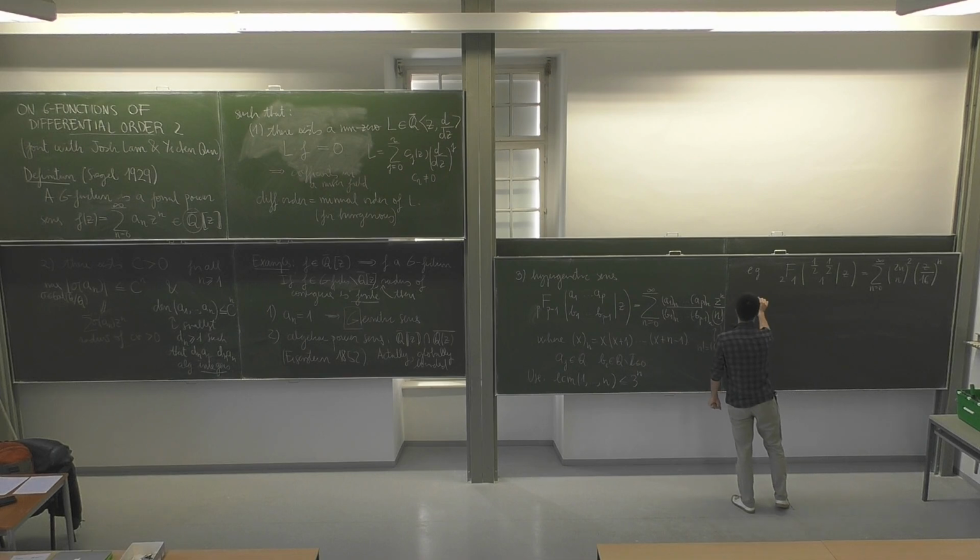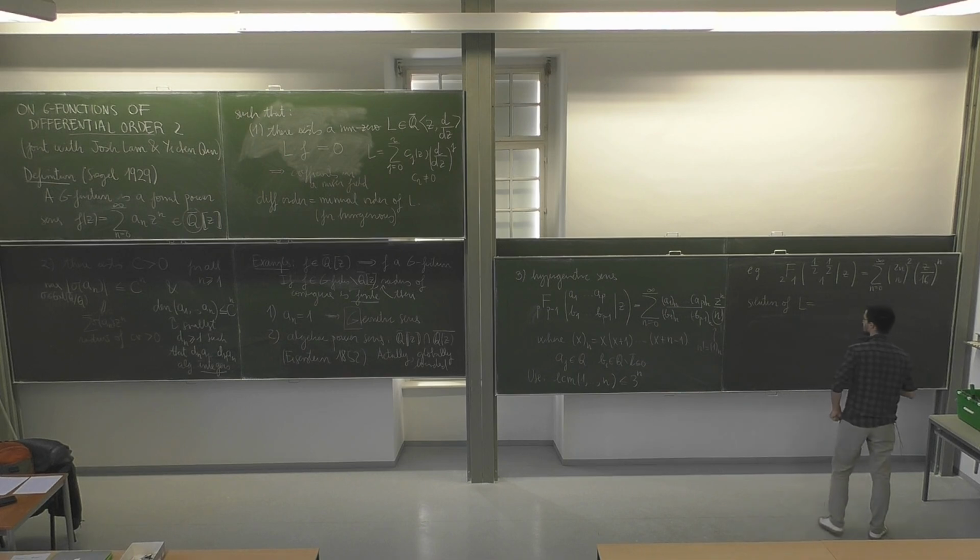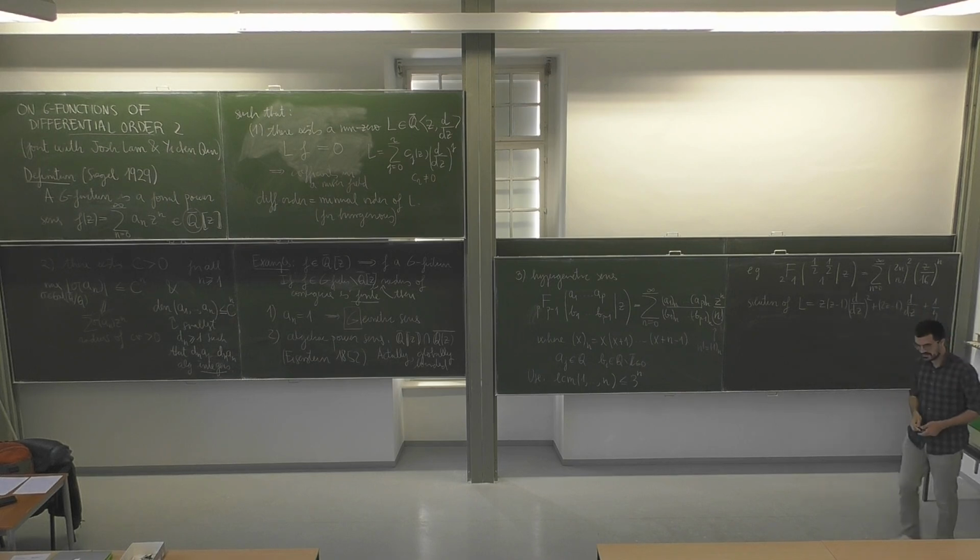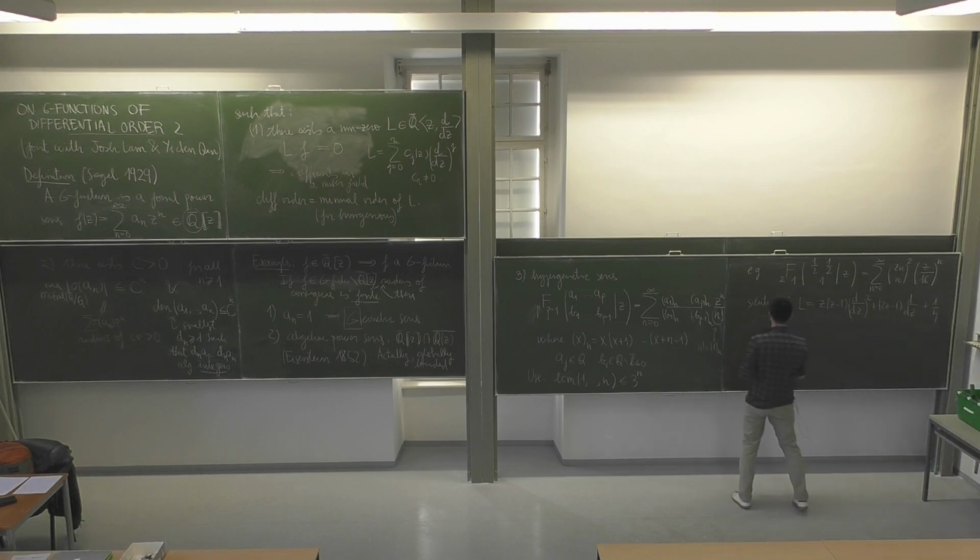So this is a solution of a differential operator of order 2, and 2 is the minimal order. It has this shape. The singularities are 0, 1, infinity. And this function is given as a power series, but there is also an integral representation. And this is going to be fundamental for the rest of the story.